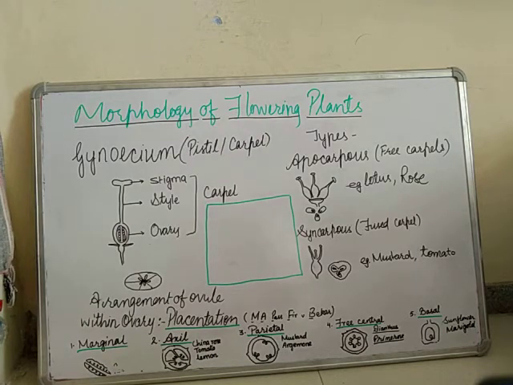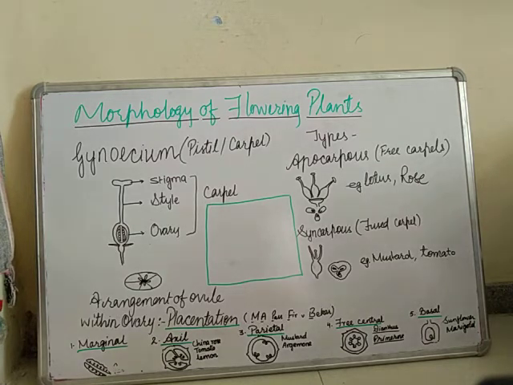In marginal placentation, the placenta forms a ridge along the ventral suture of the ovary, and the ovules are borne on this ridge, forming two rows. You can see here two rows of ovules are formed. This type of placentation is found in peas.